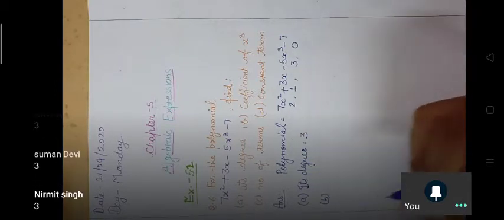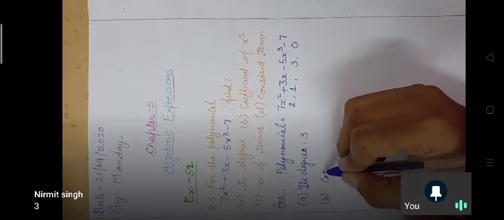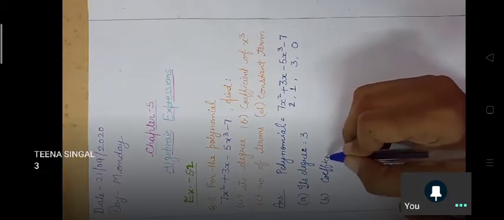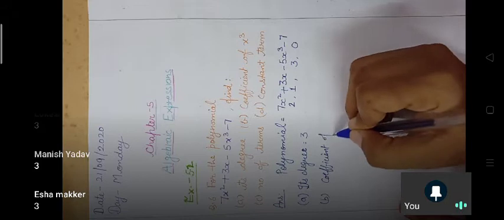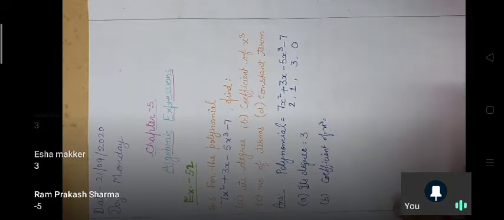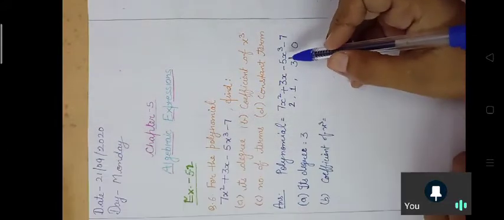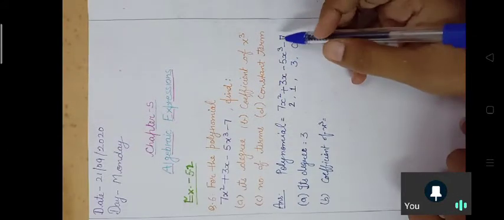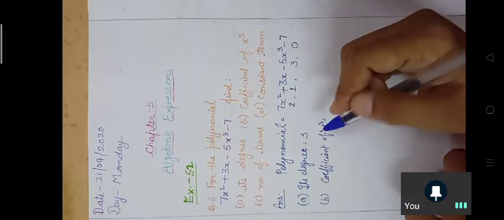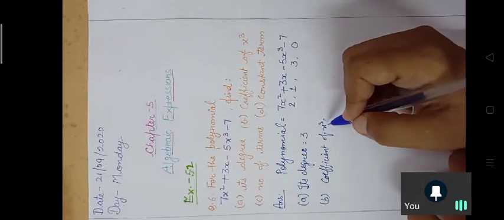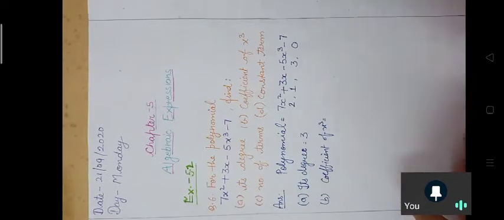B part, coefficient of x cube. I also told you how to find the coefficient of x cube. For the coefficient, first of all you have to find the term where x cube is present, and in that term whatever is multiplying with the x cube, that will be the coefficient of x cube.